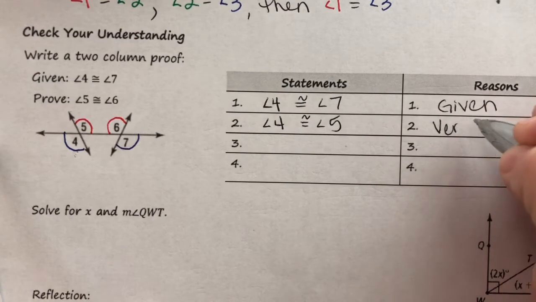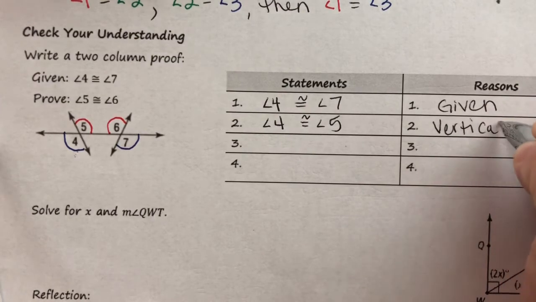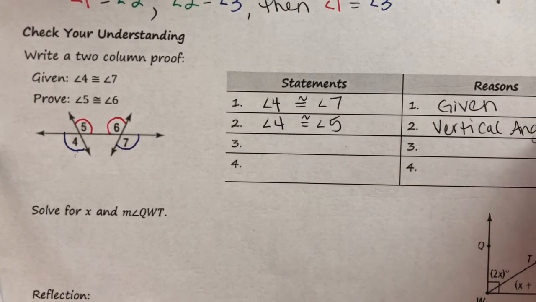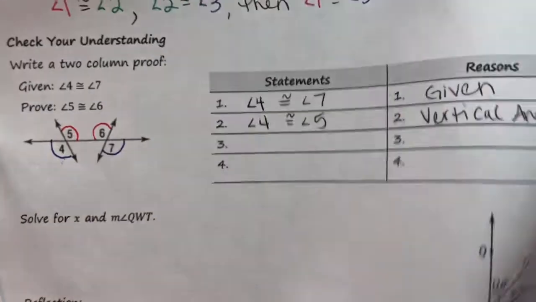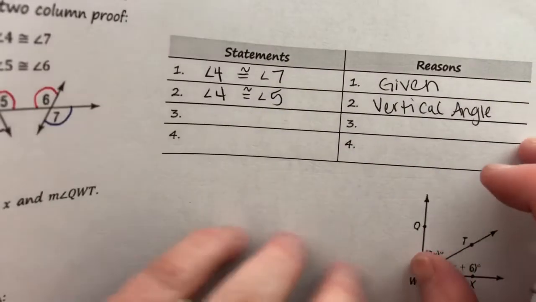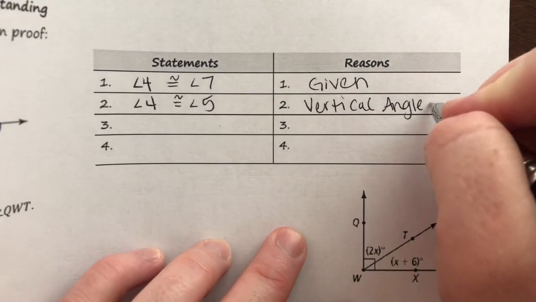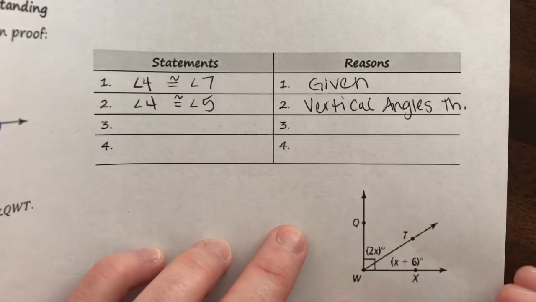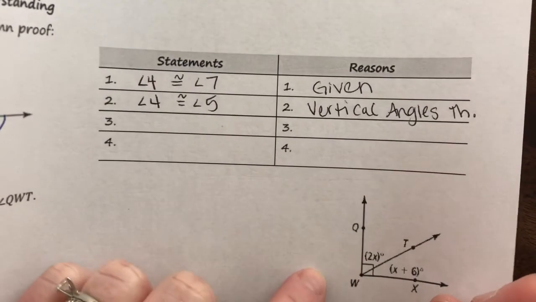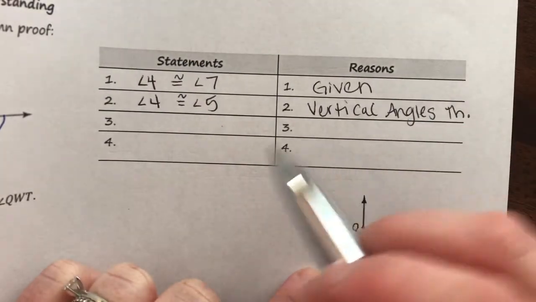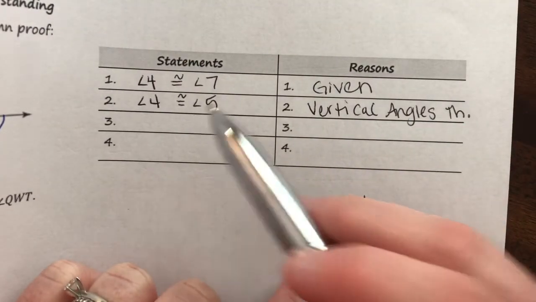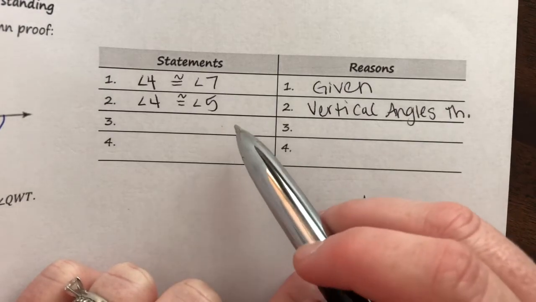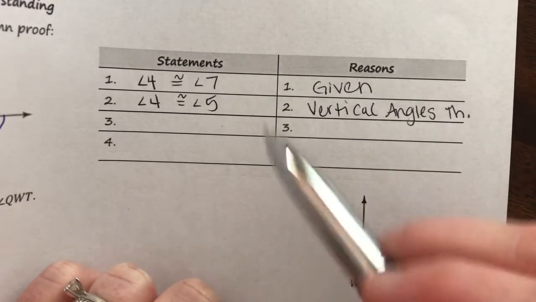For right now, you guys can just write vertical angles. The reason that we know they're congruent is because they're vertical angles. There's actually a theorem, like I said, called the vertical angles theorem, but we haven't really gone over that per se yet. That's all the vertical angles theorem is, though. If 2 angles are vertical to each other, that means they are congruent.